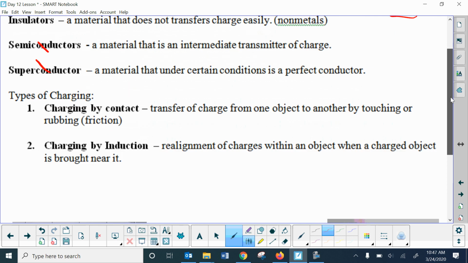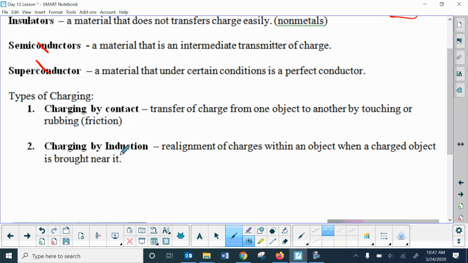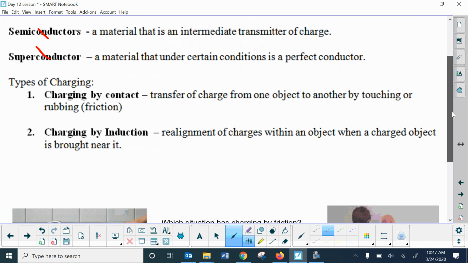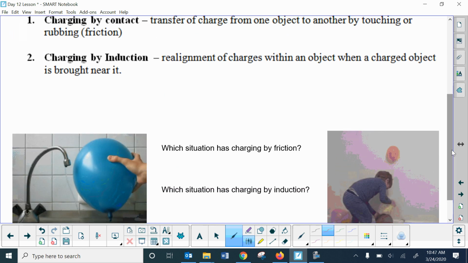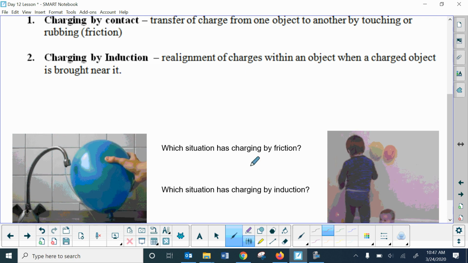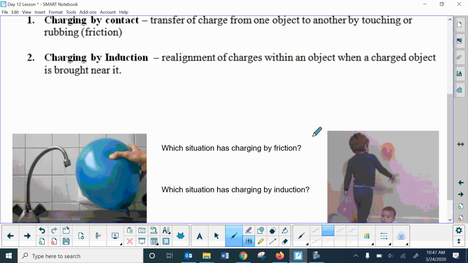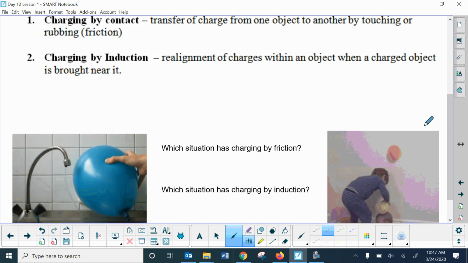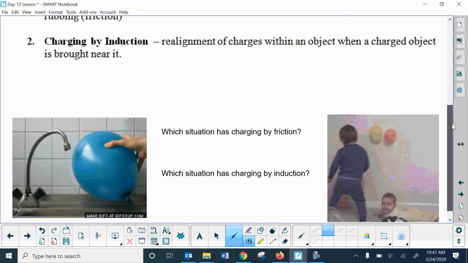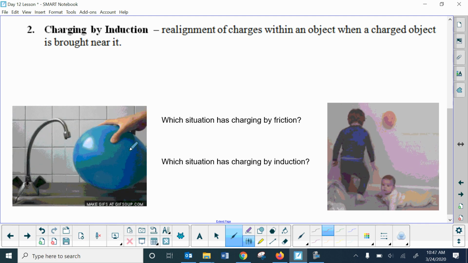There are two types of charging: charging by contact and charging by induction. Charging by contact, you can read there, is transferring charge from one object to another through rubbing off electrons. The other one is charging by induction, which is the realignment of charges within an object when a charged object is brought near it. This one is a little more complicated, but we would do demos in class with this, and I found some GIFs that you can look at.